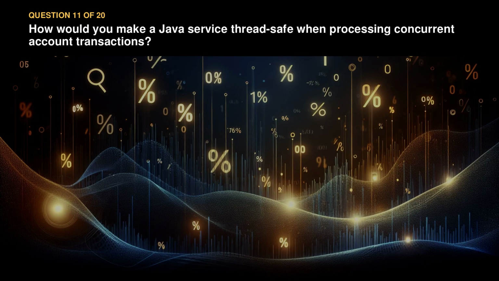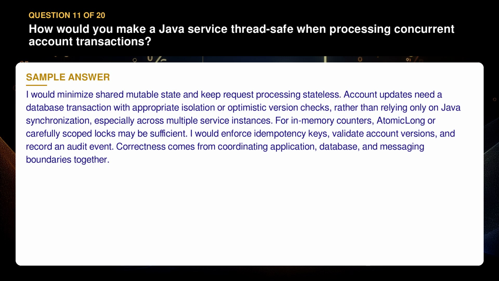Question 11. How would you make a Java service thread safe when processing concurrent account transactions? I would minimize shared mutable state and keep request processing stateless. Account updates need a database transaction with appropriate isolation or optimistic version checks, rather than relying only on Java synchronization, especially across multiple service instances.